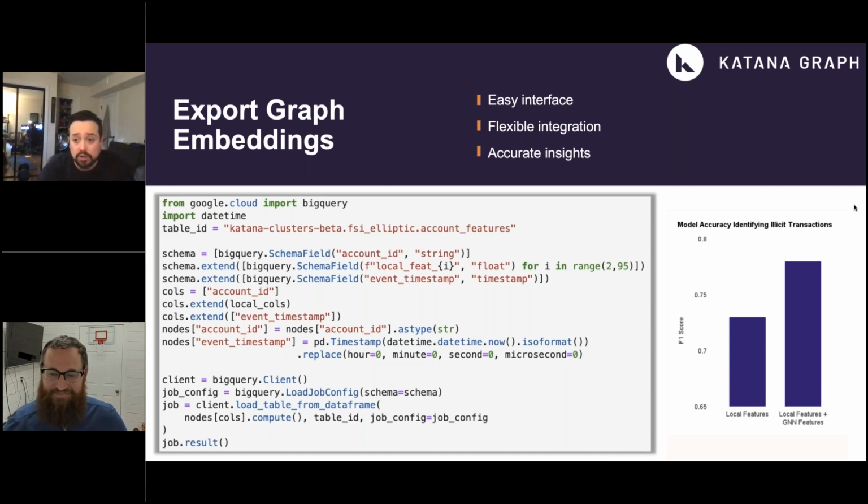As you can see, just using graph features, local features, gives you one score. As soon as you start adding in your graph neural network, you see this huge jump in accuracy as far as finding these illicit transactions. And I think that is the key.